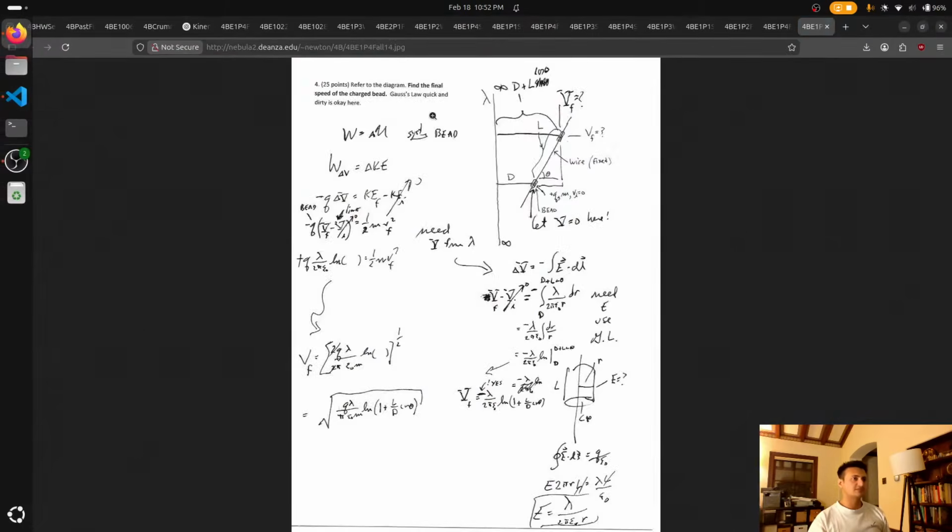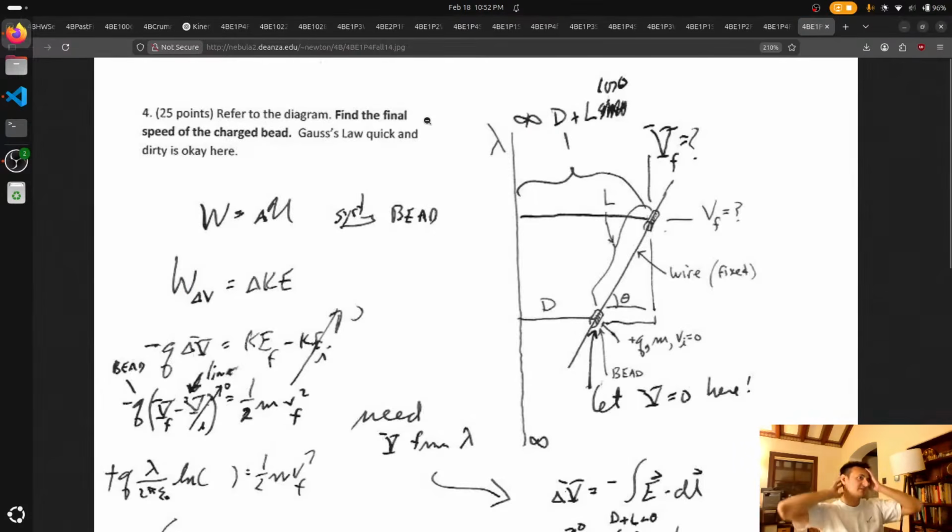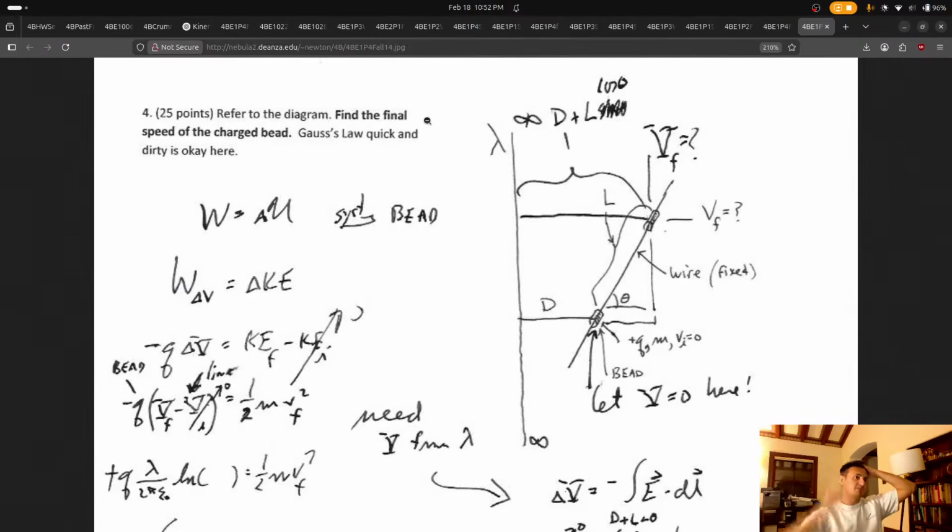Okay, let's see what's up with this one. Ooh, I actually think this one's good. Find the final speed of the charged bead. All right, so basically, it's frictionless. So all you need to do is find the potential difference between here and here. And I don't think he will give you a hint like, put V0 here.